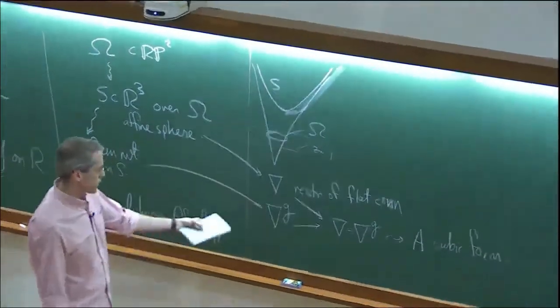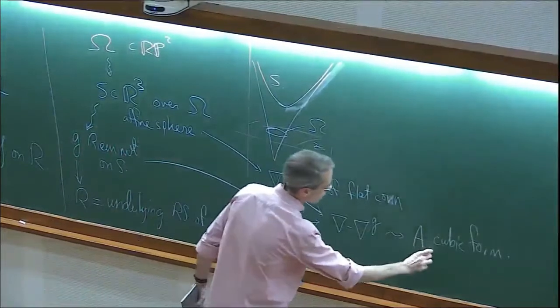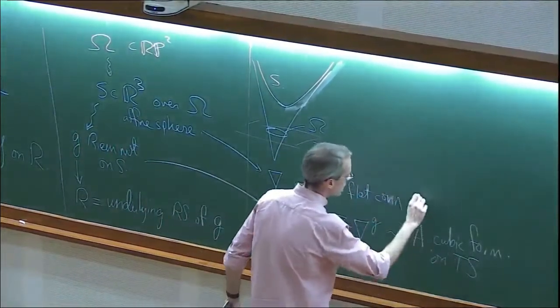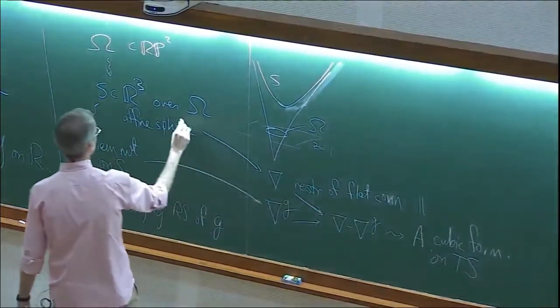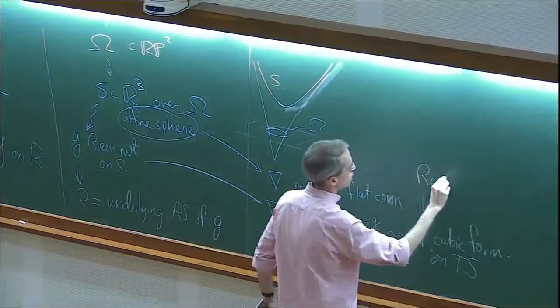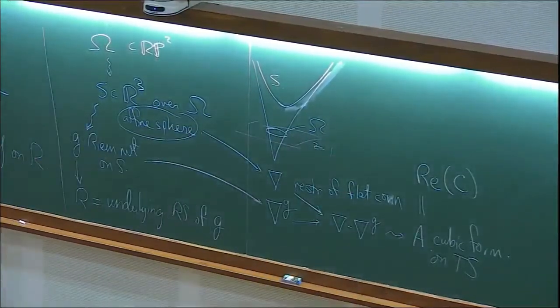I guess at first, this difference would be something that takes two tangent vectors and gives you another one. So you use G to turn it into a cubic form on the tangent bundle of S. And then it turns out that for the special class of surfaces considered here, that cubic form is always the real part of a unique holomorphic cubic differential C.